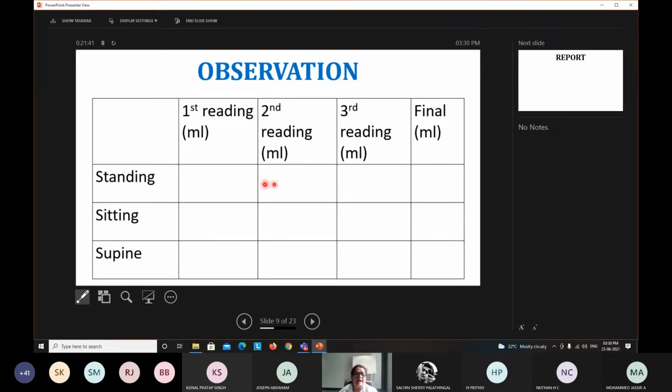If you are taking 2 readings, then the average of 2 you will have to take. So this is how, in all 3 positions, 3 readings with the best of 3, those will be your final values. This is how you are to present your observation table: 3 different positions, the readings and the final value. Write down your values here and take the best in 3 positions. These will be your ultimate values.